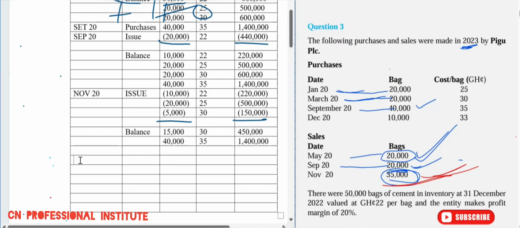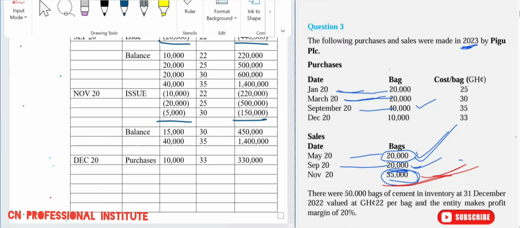Then December 20th, it was purchases, right? How many units did we purchase? We purchased 10,000 units at 33, and that will give us 330,123. So that's it. So let's sum everything and get our balance. Let's underline and get our balance.